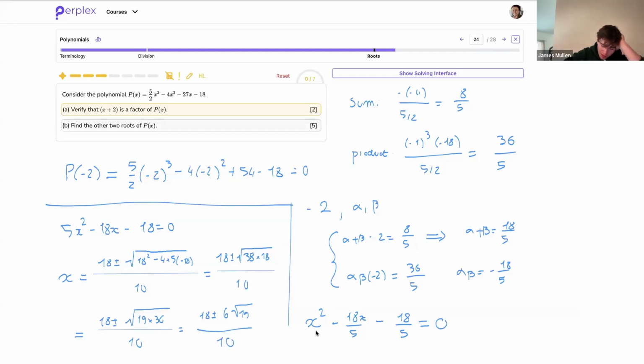We can say 9 plus or minus 3 root 19 over 10. That's as much as we can simplify. Over 5 even. 9 plus or minus 3 root 19 over 5. Okay? That is my final answer. Those are the two other roots of the polynomial. Any questions about this? I'm going to check.